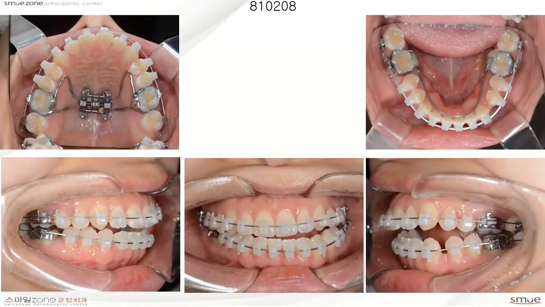So even if you try to do MARP, then we have to treat it orthodontically by tooth movement alone.